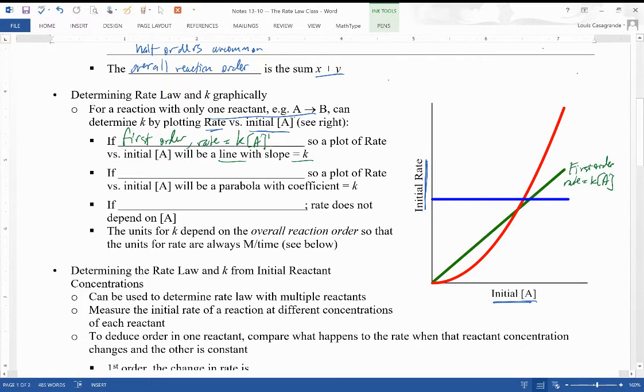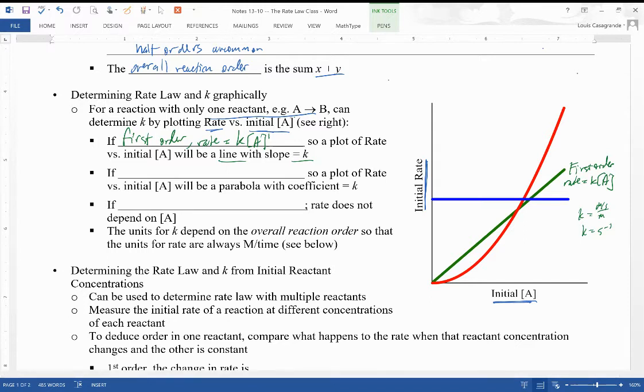All right, so a line, because we have the k as the slope. So we'd be able to measure k, measure the slope. And the k in this case, the rate is going to be in molar per second divided by molar. So we have molar per second divided by molar. And the rate constant is going to be in units of seconds to the -1. And we're going to get more into that in a little bit.